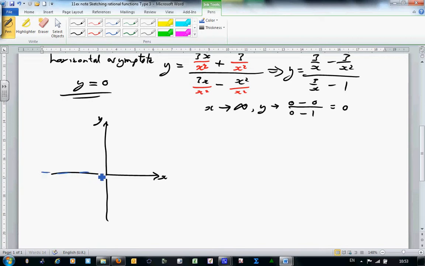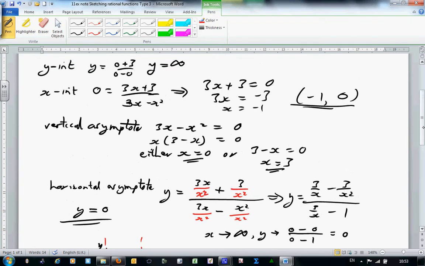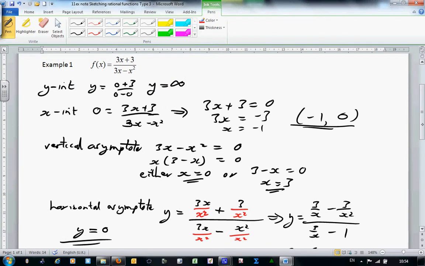We've got 2 vertical asymptotes. Again, one is on the axis, and the other one is at x equals 3. We have, as I remember, no y-intercept. If you remember, when x is 0, y was infinity. And here we've got an x-intercept at minus 1, 0. So let's put that one in. So minus 1, that'll be about there. So that is a definite crossing point.